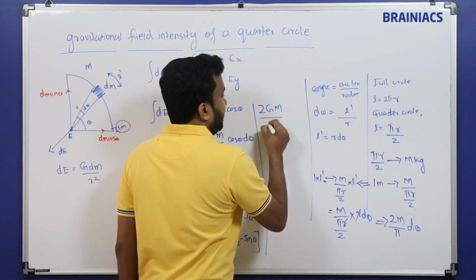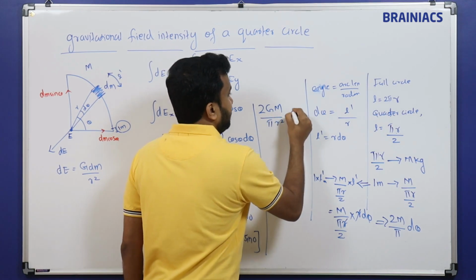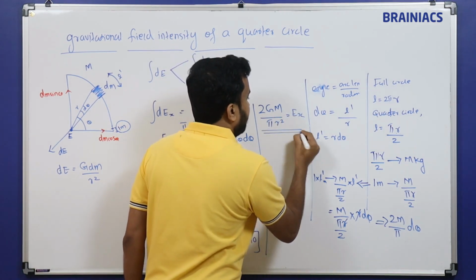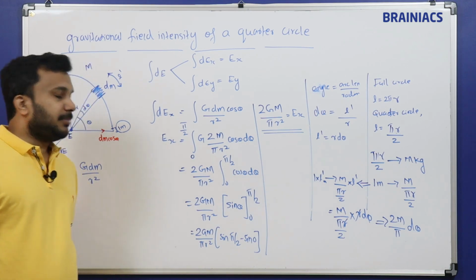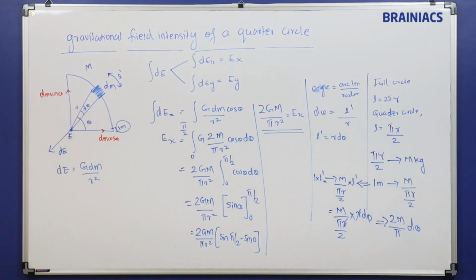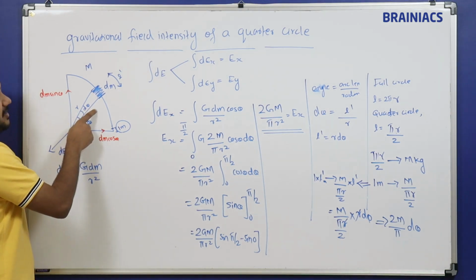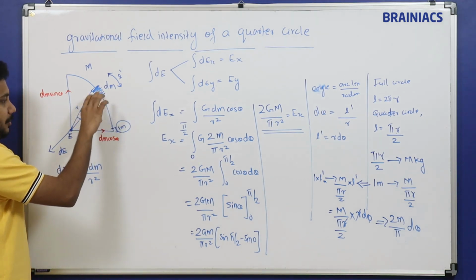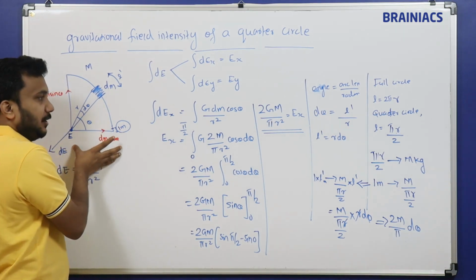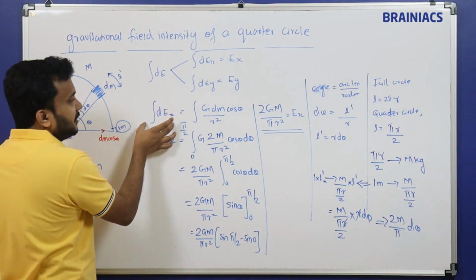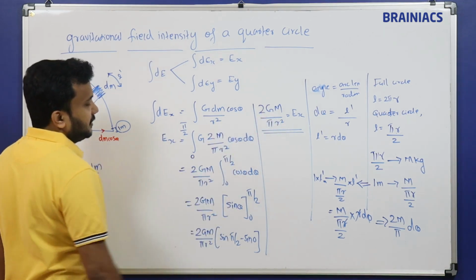So from this we get our final relation, 2gm divided by pi r square. This is the gravitational field intensity along the x direction. At the very start I told you this dm is split into two components, dm cos theta and dm sin theta. The dm cos theta is along the x direction, so we found the gravitational field intensity along the x direction.